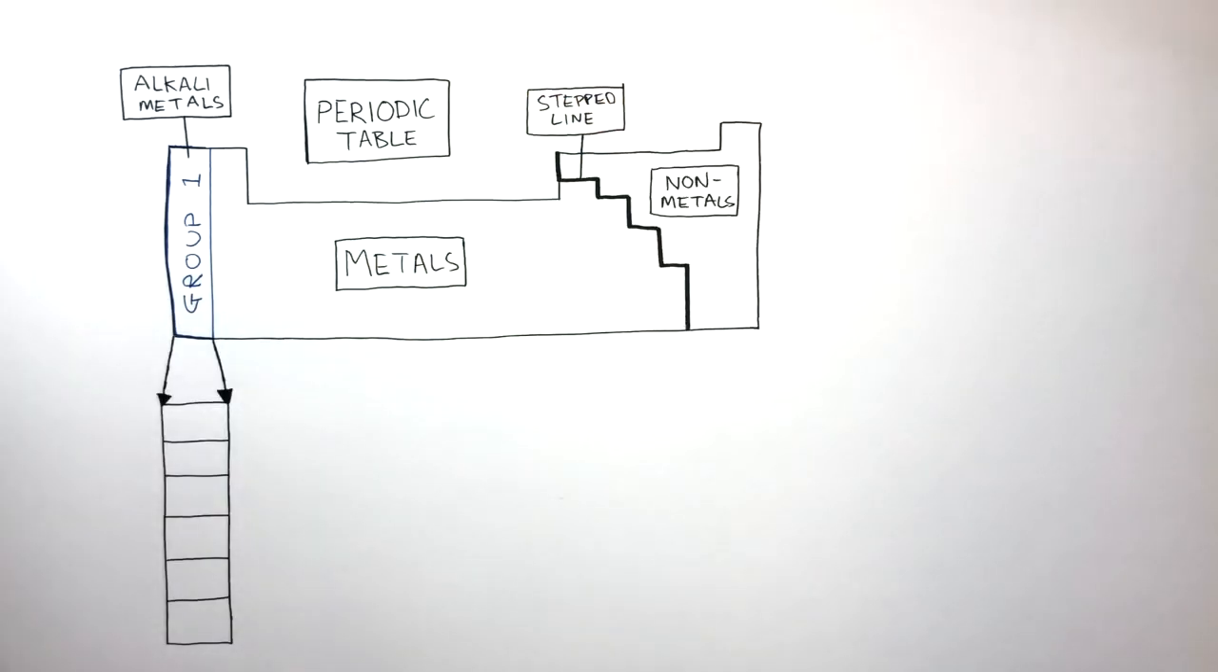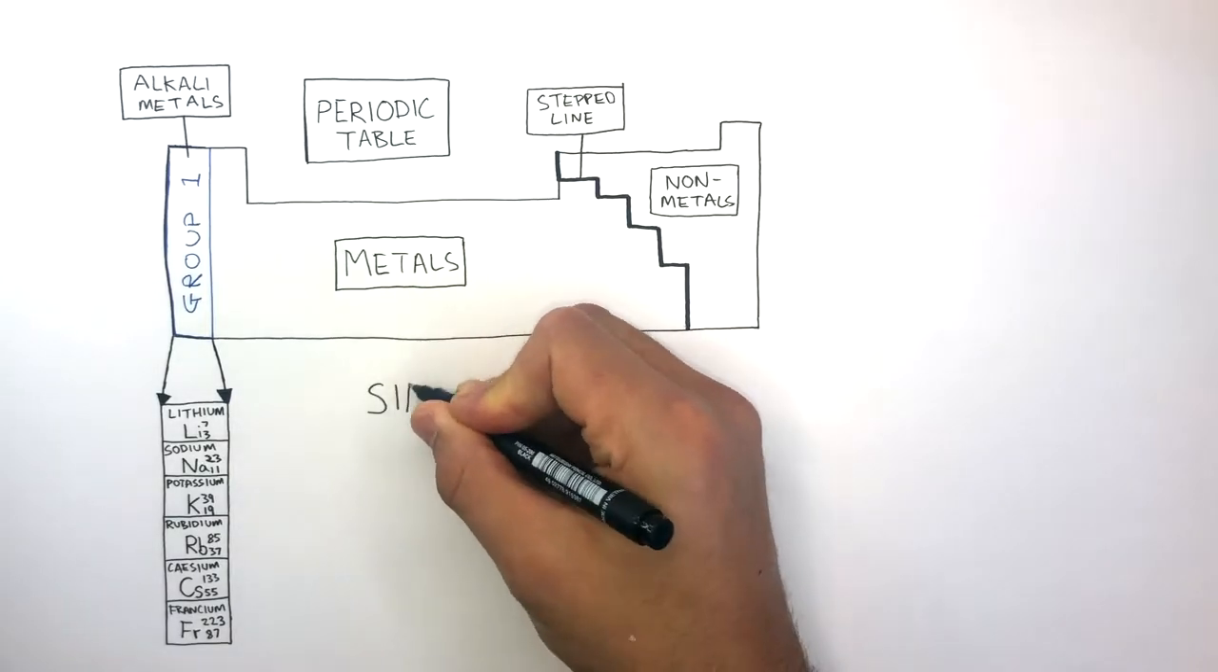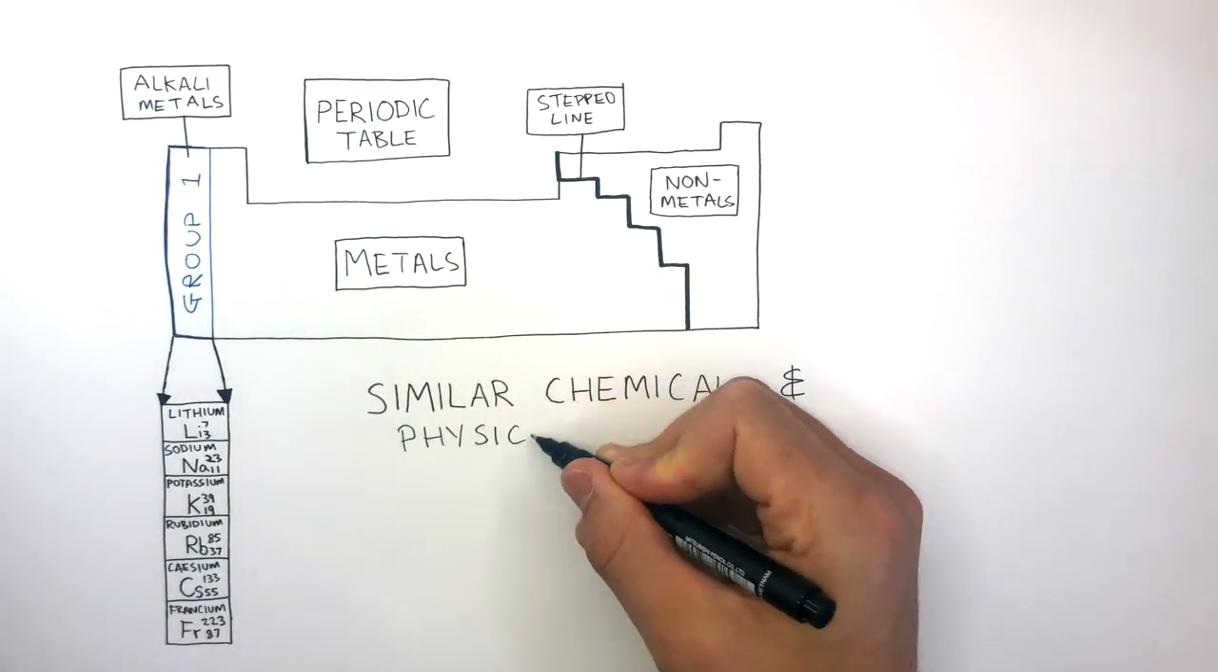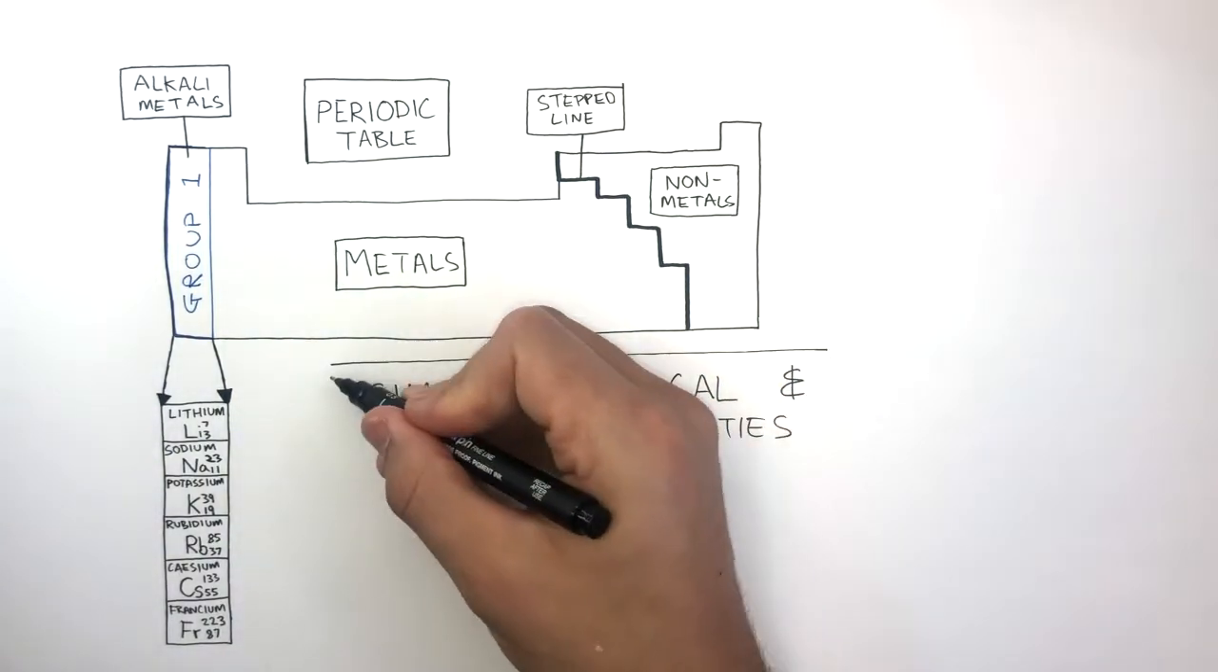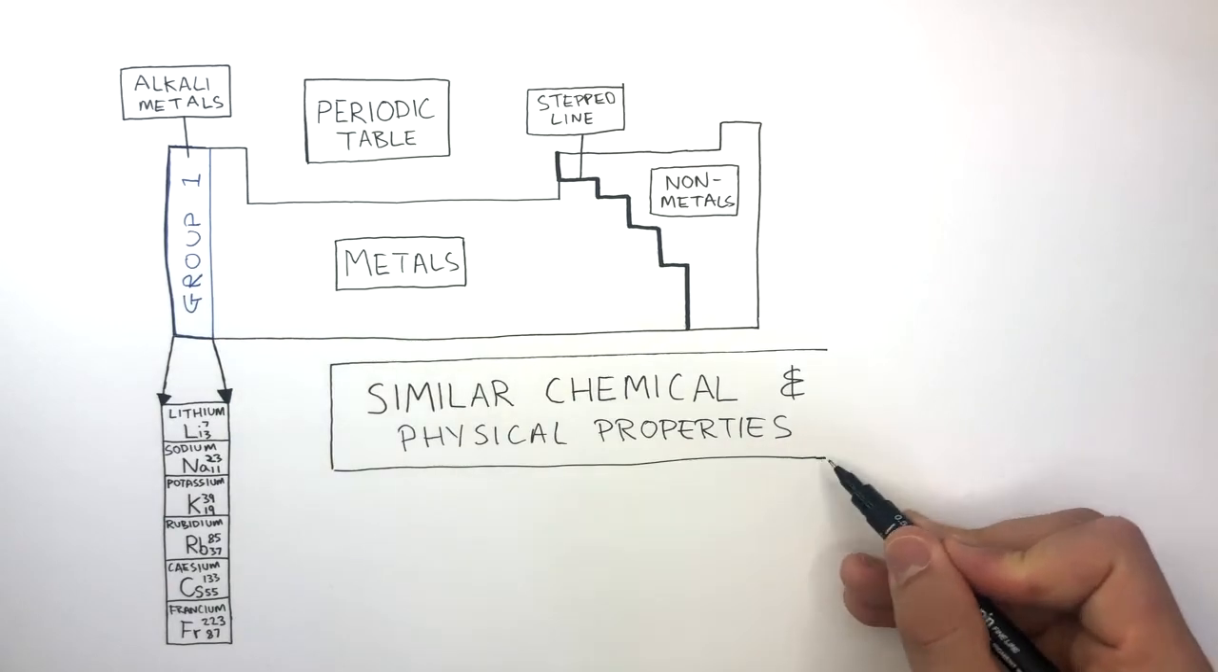The order of elements in Group 1 from top to bottom are lithium, sodium, potassium, followed by rubidium, then cesium, and finally francium. You can see the mass number increases as you go down the group. Therefore, the size of the atom increases as you go down the group. Alkali metals have similar chemical and physical properties. This means they all react and behave in a similar way.